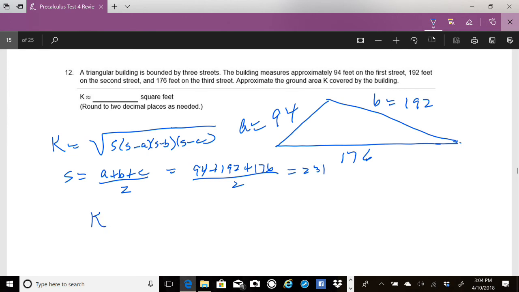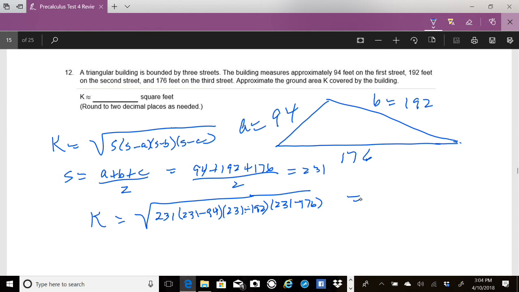Now we're ready to calculate the area K, the square root of S, which is 231, times (231 minus 94), times (231 minus 192), and times (231 minus 176), equals 8239.10 square feet. So 8239.10 square feet is the area.